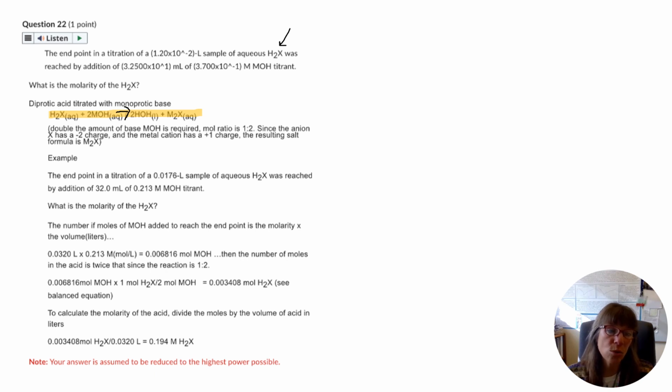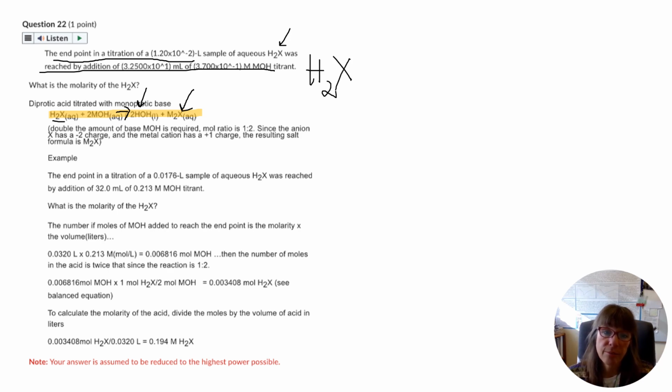This balanced chemical equation is saying this diprotic acid reacts with a base and then makes a salt and water. Remember, water is right there, and then this is the salt. The endpoint of the titration is given. The endpoint of titration of a certain liter sample of aqueous H2X was reached by the addition of this many milliliters of this many MOH. So I always find that it's a good idea to write it again.